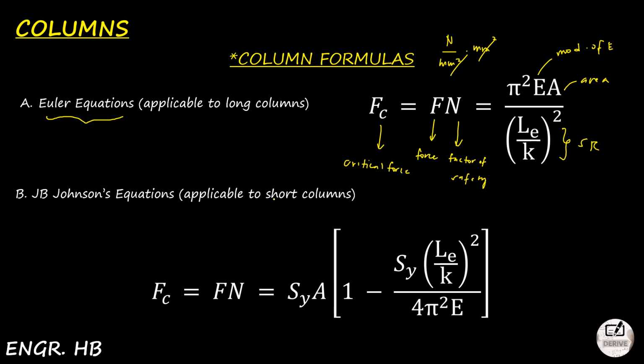At kapag J.B. Johnson's naman, and that was applicable to short columns, again, that was 30 is less than LE over K and is also less than 120. So the formula for the critical force is, again, force times factor of safety, and it's also equivalent to yield stress times area times i-reciprocal mo lang yung factor kanina na JBJ. And there you have it.